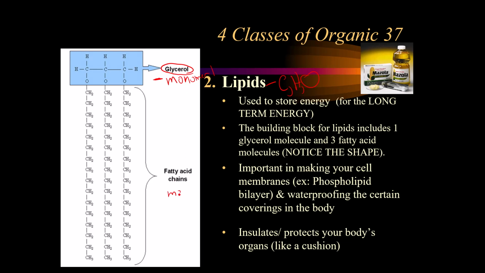The monomer number 2 is a fatty acid chain. We're going to talk a little bit more about these, but they're just called fatty acid chains. We can have saturated and unsaturated, we'll talk about that later, but right now, make sure you understand that these are the monomers. Fats are important.